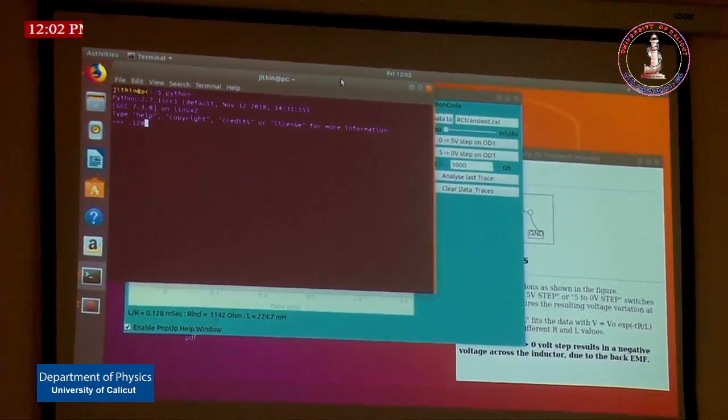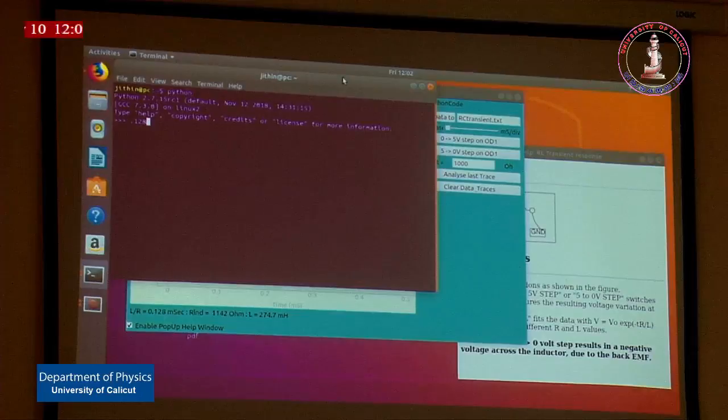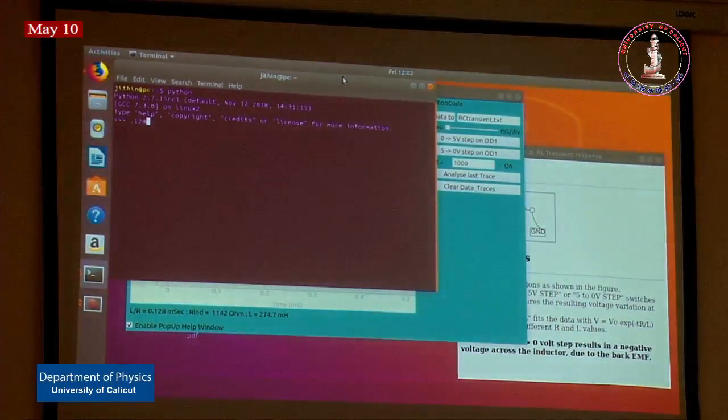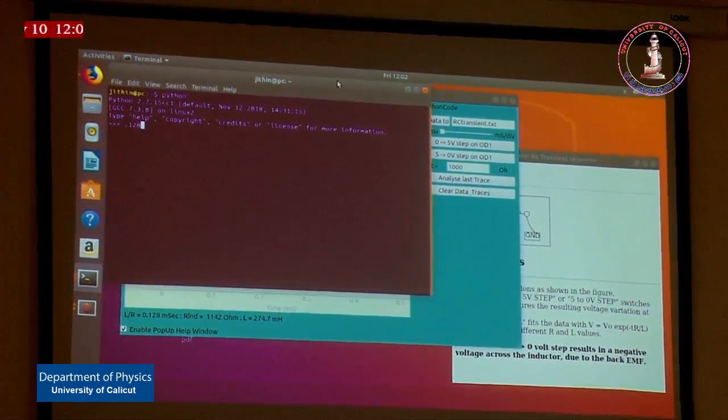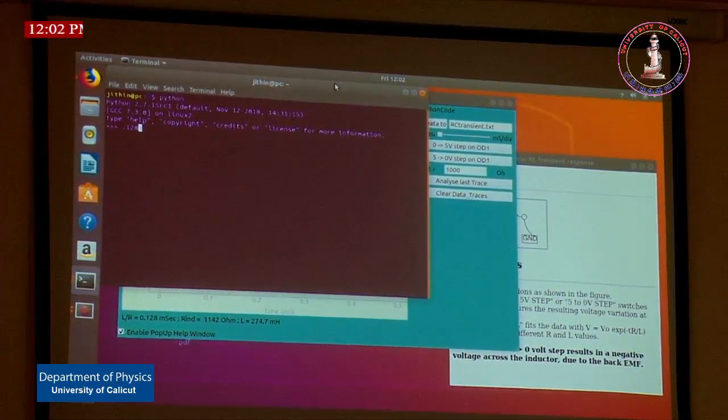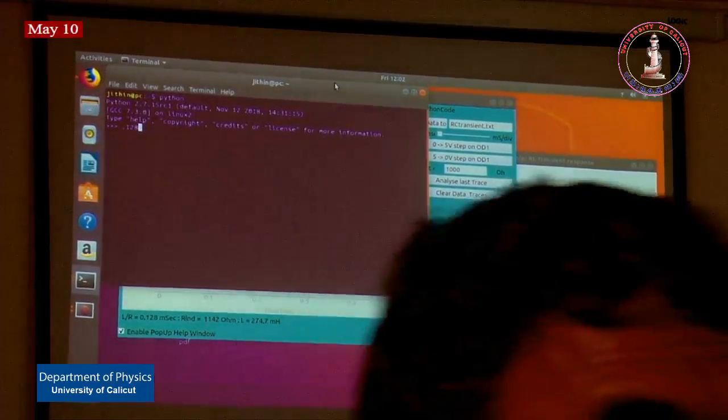So did all of you measure inductance? Is it coming proper? Whatever is written on the coil, it should tally almost within a percent.